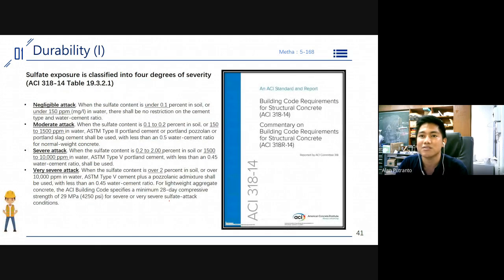This is the sulfate exposure classification of the severity. We have four classifications. We have a negligible attack, and then we have a moderate attack. We have a severe attack and a very severe attack. If you guys are interested more in this classification, you can read this part. Actually, I have the ACI. If you want to read more, I can send it to you later.